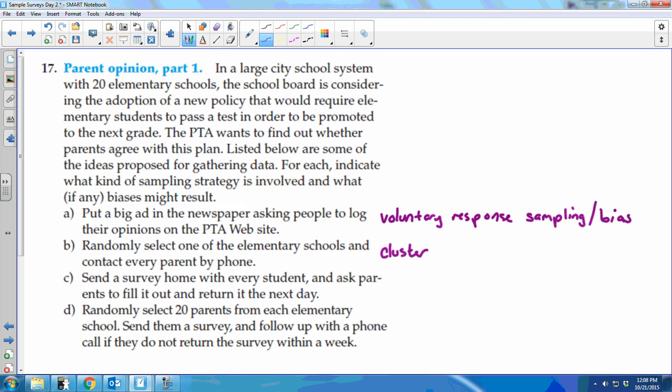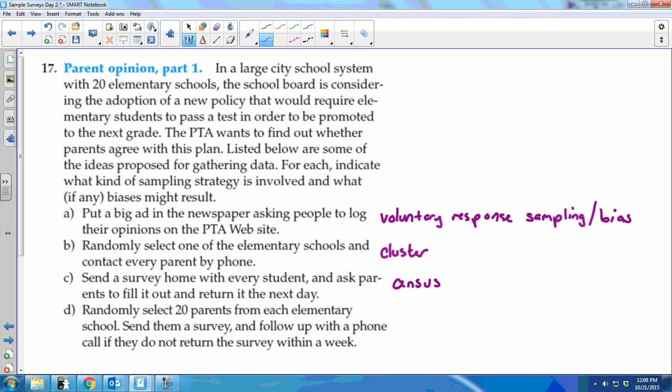C. Send a survey home with every student and ask parents to fill it out and return it the next day. What kind of sampling strategy is that? If you send it home with every student. Census. And then what kind of bias might you get? Non-response, right? In this case, you're sending a survey home with a kindergartner, a fourth grader, which means the parent then has to get it out of the homework folder or whatever. Then they've got to answer it and put it back in the homework folder. Is that honestly going to happen by the next day? Probably not. So you're probably going to have non-response because they just don't turn it back in.